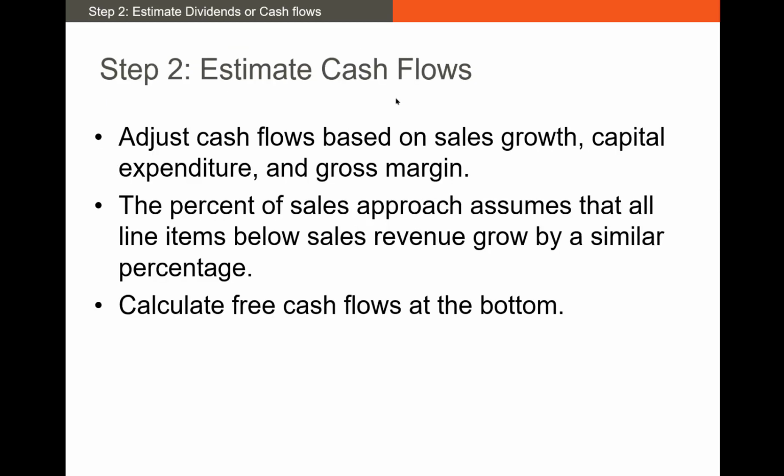All right, so once we've forecasted out all of our line items, step two, estimate our cash flows. Our cash flows are going to be based on those line items we just forecasted. And all we're doing is just taking those line items and plugging in the necessary information to get our free cash flows to the firm or equity. I'll show you the models for those free cash flows here in a second.